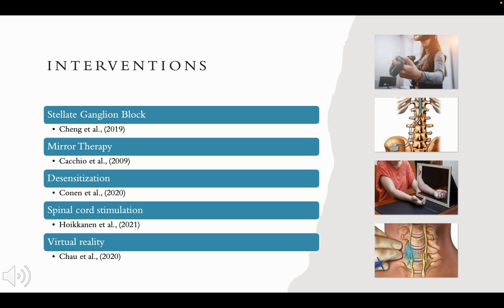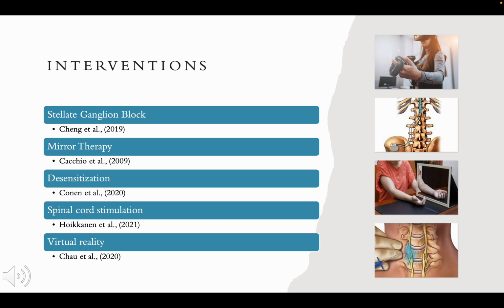A study by Conan and colleagues focused on a female who presented with CRPS symptoms of the right forearm and wrist. Bilateral desensitization was simultaneously implemented on her unaffected arm as well as her affected arm. Research showed that through the use of this bilateral desensitization, CRPS symptoms reduced.